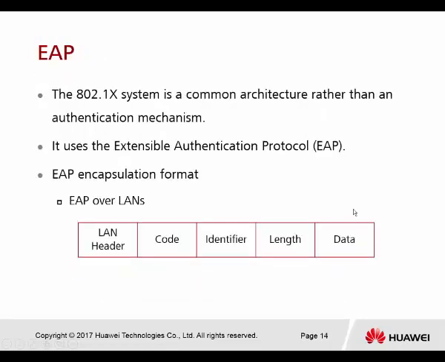Then the next one, EAP. The 802.1x system is a common architecture rather than an authentication mechanism. So it uses EAP, Extensible Authentication Protocol. This is the encapsulation format, EAP over the LAN. So they have the LAN header right in front. After the header, you show the code, the ID, length, followed by our data.